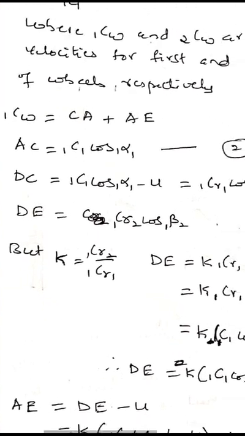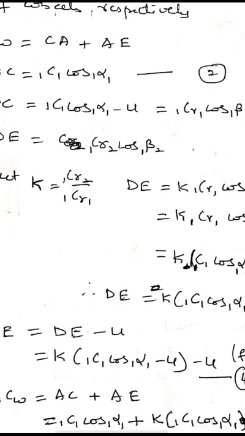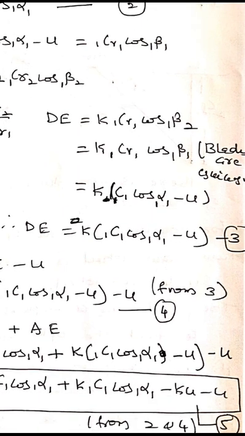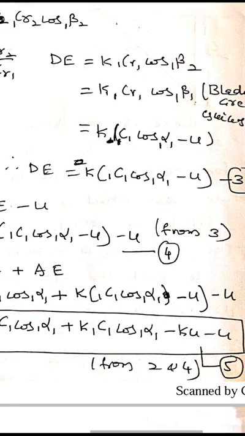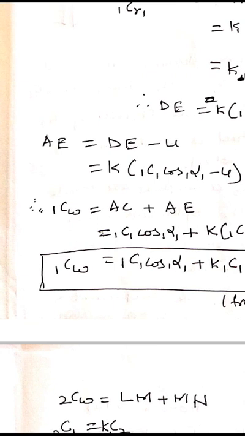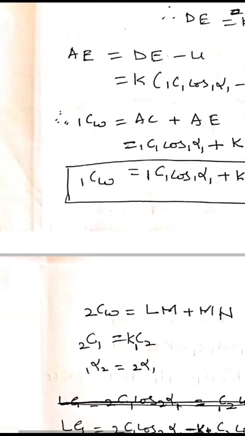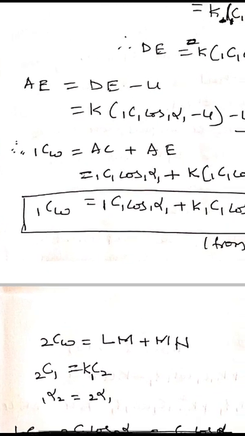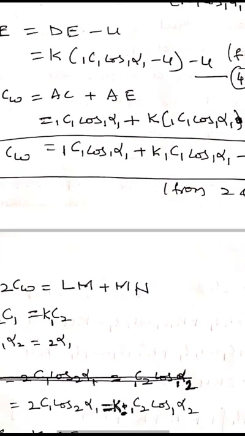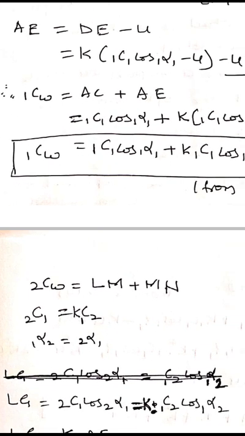AC is given by equation 2: AC equal to C1 cos alpha 1. DE equal to CR2 cos beta 2, equal to K times CR1 cos beta 2, equal to K times CR1 cos beta 1, equal to K times C1 cos alpha 1 minus U. Then the value of DE is obtained like this by equation 3. Then AE equal to DE minus U, so it gives equation 4. Then 1Cw equal to AC plus AE, given by equation 5. So equation 5 gives the net whirl velocity obtained from the first stage.